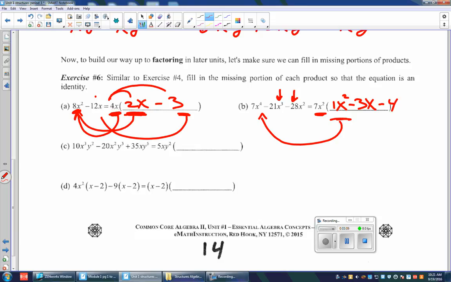Now 7 times what is 28? That's a 4. And then x squared times what is x squared? Just a 1. So 4 times 1 is 4. And there we go. There's the answer. You don't have to have that 1 there if you don't want to. X squared minus 3x minus 4.